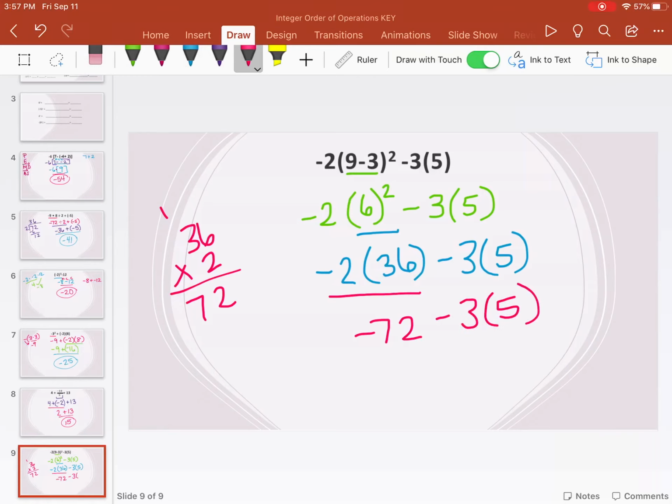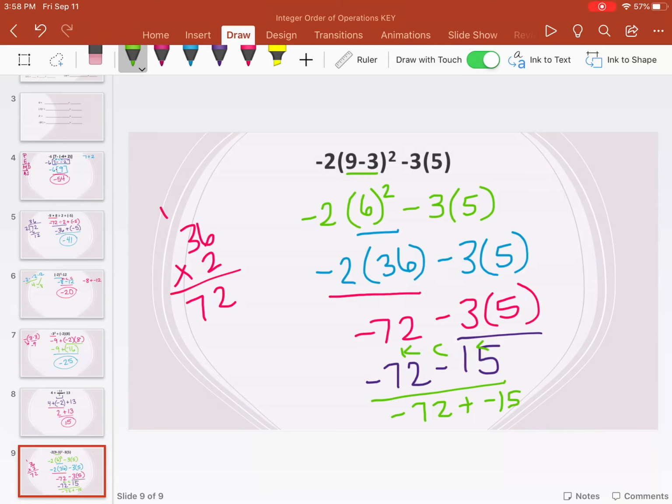Bring everything else down. I still have multiplication right here. So negative 72 minus, this is a positive 5 times a positive 3. It says minus 3, it's not a negative 3 there. So 3 times 5 is 15. Okay, then I can do this step. It's subtraction, so keep, change.